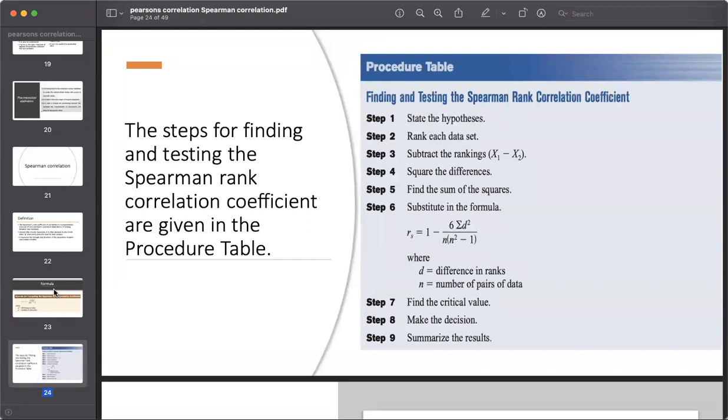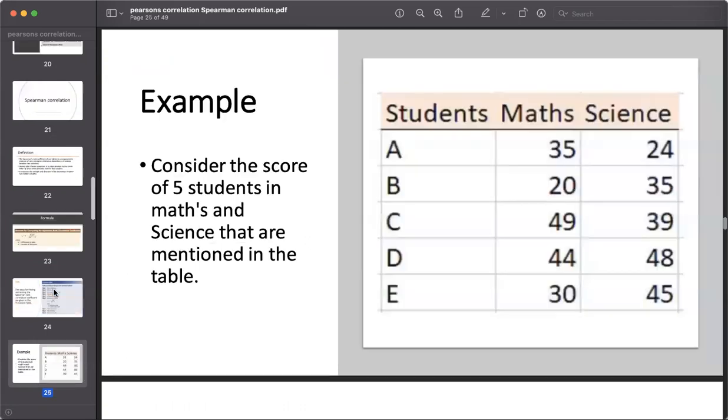Rs equals 1 minus 6 sum of d squared divided by n times n squared minus 1, where d is the difference in ranks and n is the number of pairs of data. Step seven is to find the critical values. Step eight is to make the decision, and step nine is to summarize the results.